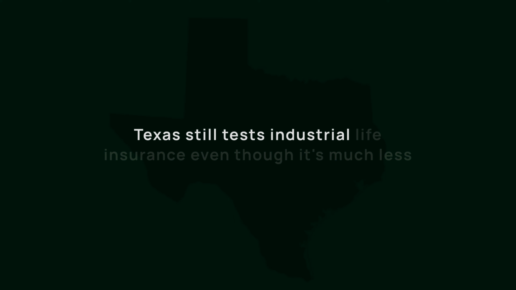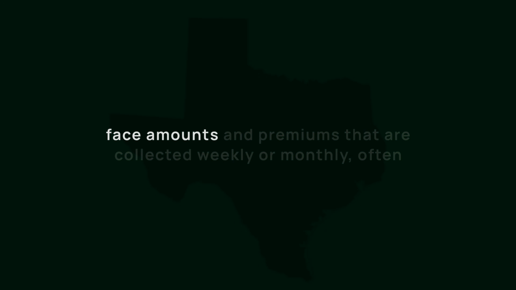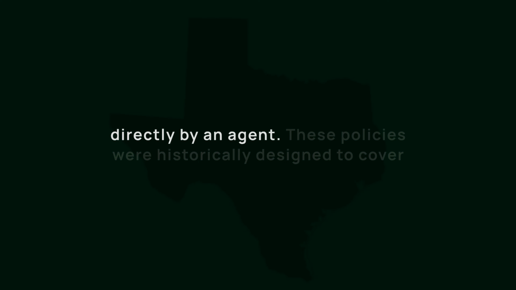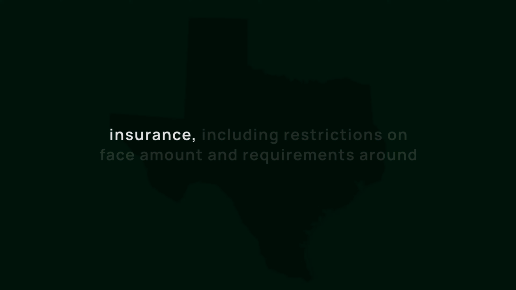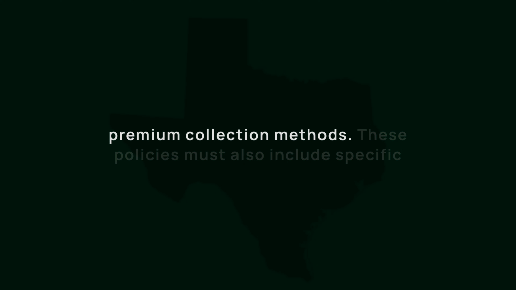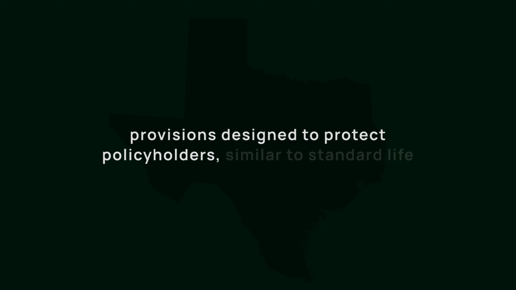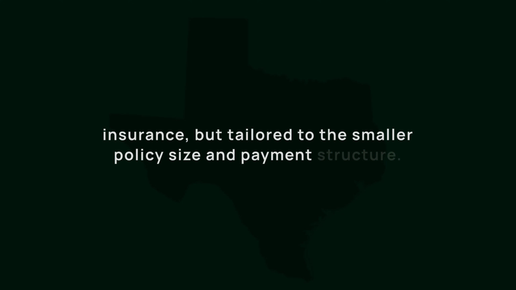Texas still tests industrial life insurance, even though it's much less common today. Industrial life insurance is typically characterized by small face amounts and premiums that are collected weekly or monthly, often directly by an agent. These policies were historically designed to cover burial or final expenses. Texas places limitations on industrial life insurance, including restrictions on face amount and requirements around premium collection methods. These policies must also include specific provisions designed to protect policyholders, similar to standard life insurance, but tailored to the smaller policy size and payment structure.